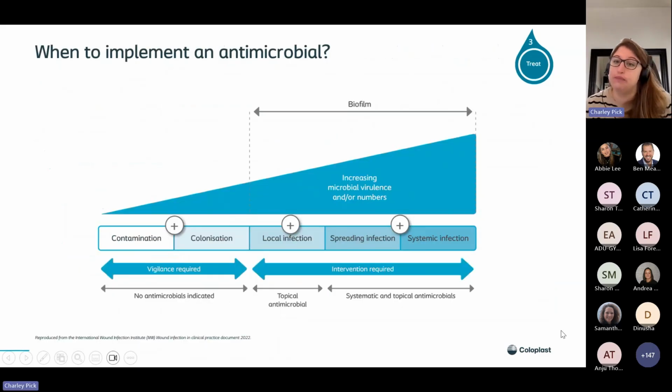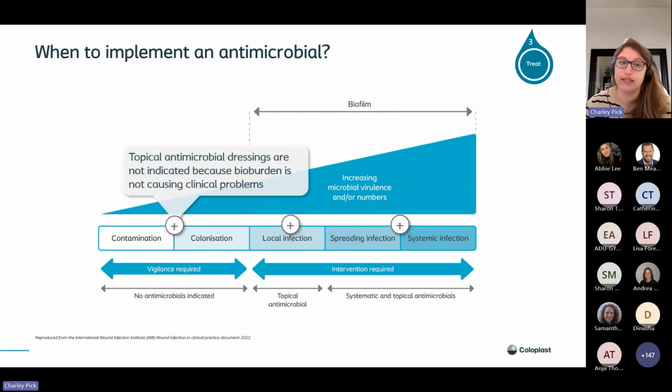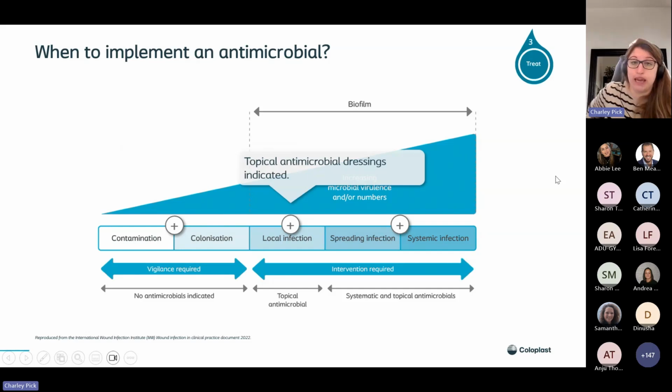So when do we implement an antimicrobial dressing? Now, lots of people will think wound infection, straight away antibiotics. That is not the case. So with contamination and colonization, topical antimicrobial dressings aren't indicated because that bioburden is not causing clinical problems. The host is managing with its immune response to manage that. Local infection, you need to be using your topical antimicrobial dressings here. You do not need to go straight to antibiotics, oral antibiotics, when there is a local infection. It can be treated with antimicrobial dressings.